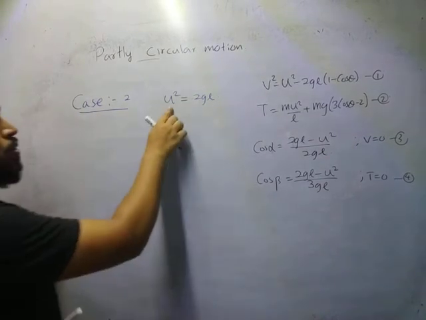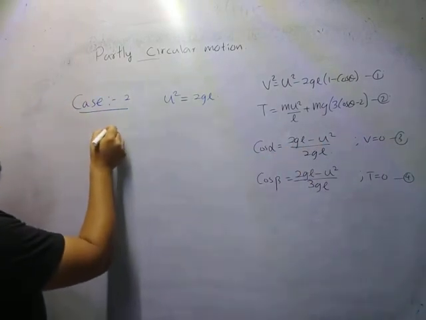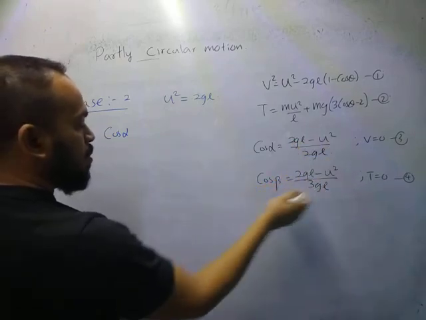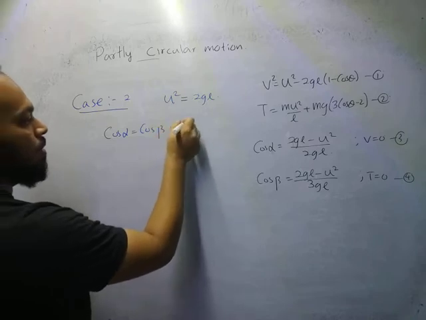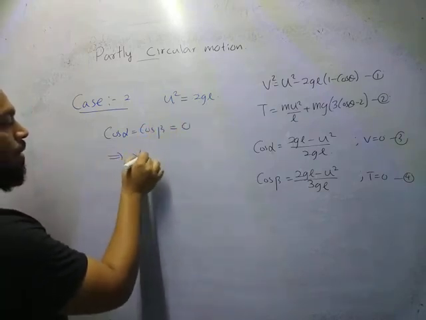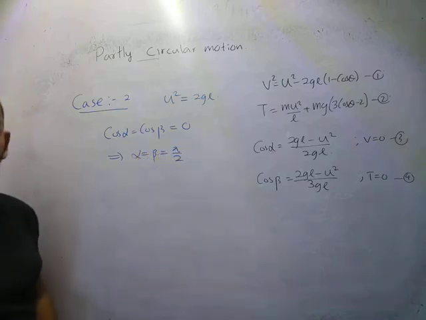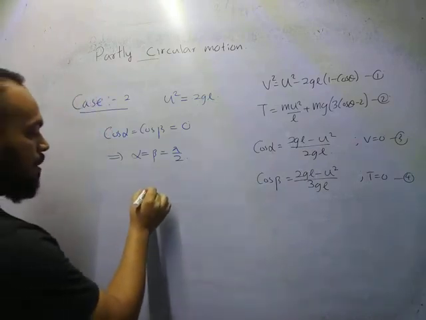The second case is when u squared equals 2gl. U squared equal to 2gl means cos alpha will be 0 and also cos beta will be 0. These two are equal, they are both equal to 0. So when does that happen? When alpha equals beta equals pi by 2, right? Then the tension becomes 0. At that moment only mg is there.